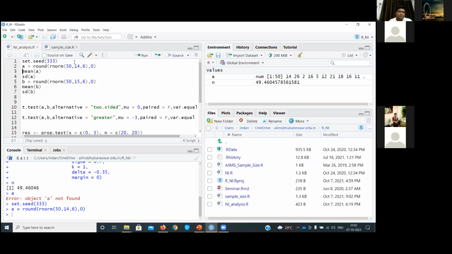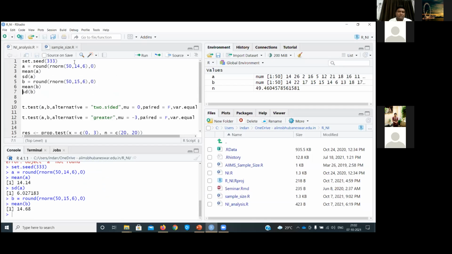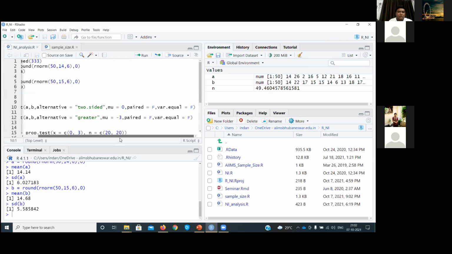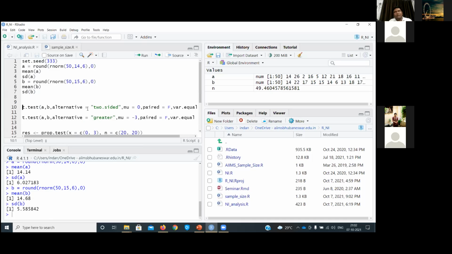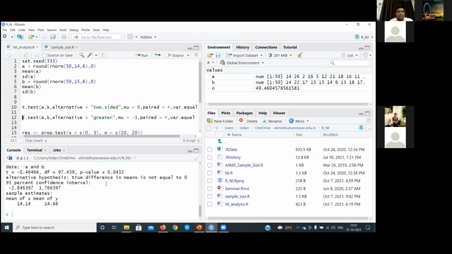So we have two groups here, A and B. The mean of A is again 14 point, the same results from the previous example. Mean for A is 14.14 and SD is 6.02, and mean of B is 14.68 and SD of B is 5.5. Here you can see that for a superiority study we have used this two-sided analysis, and we have clearly mentioned that the mu parameter is 0. You can observe that the p value is not significant, and the confidence interval is from -2.84 to 1.76.